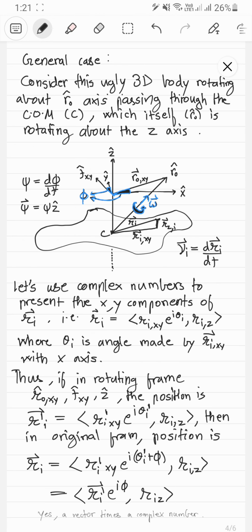So, general case: consider this ugly 3D body. I'm saying ugly, but it could be a beautiful 3D body as well. It could just be a sphere or something, but any 3D body, right? So might as well consider an ugly 3D body, the worst case scenario. So this is just a 3D body, a rigid body I should say, rotating about the r0 axis passing through the center of mass, and over here this is the r0 hat axis, not the center of mass, right?